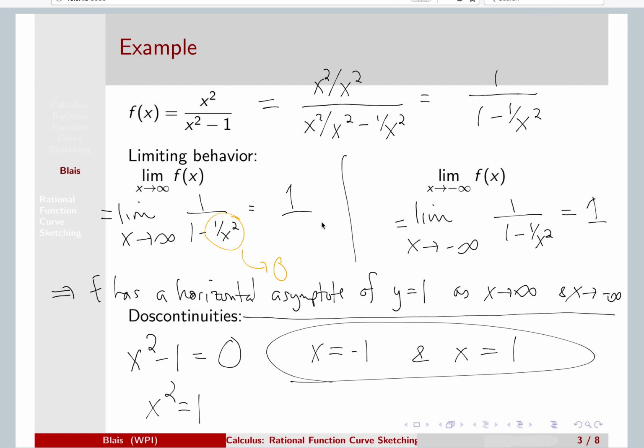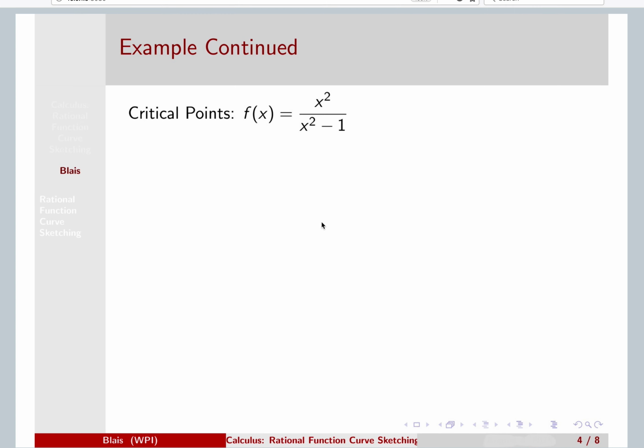And those will, in fact, be vertical asymptotes because we don't have a situation where we can factor the numerator and denominator and cancel something. So we'll explore that in a bit. But now let's get back into our standard approach. We follow those same steps, first order information and second order information. So we need the derivative.